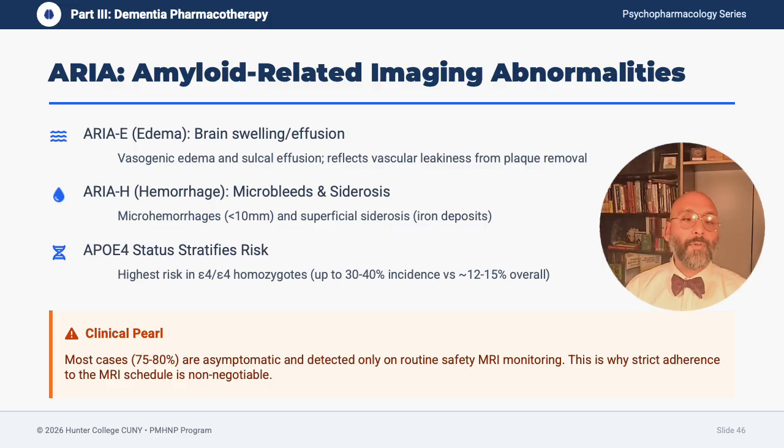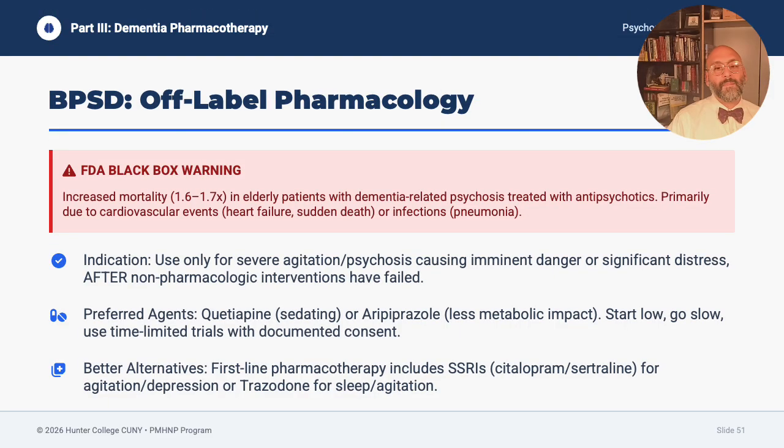I suspect that protocol will be going away soon. And that makes MRI monitoring non-negotiable in this situation for now. And if they miss scheduled imaging, it's considered a patient safety failure, not a minor lapse. So ARIA is common, it's silent, it's predictable and manageable, but you have to look for it.